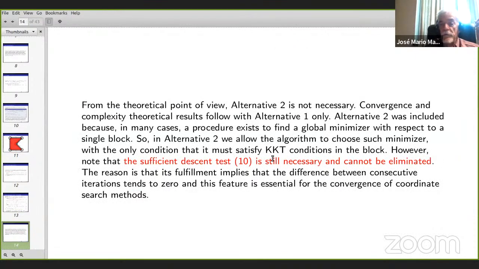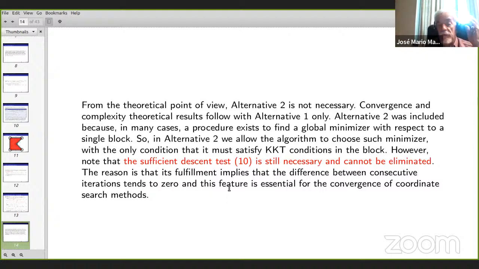From the theoretical point of view, alternative 2 is not necessary. Convergence and complexity theoretical results follow only with alternative 1. Alternative 2 was included because in many cases it is possible. Okay.